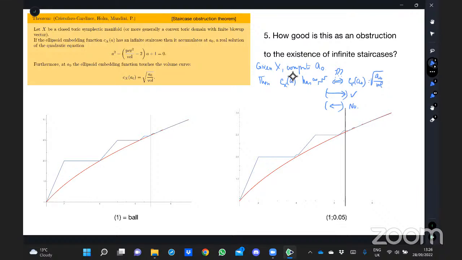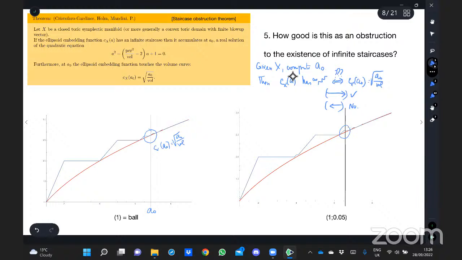Okay, so in these drawings here, you can see that I computed what A naught would be for the ball. And then if I look there, indeed, C sub X of A naught is hitting that red curve. And indeed, there's an infinite staircase.